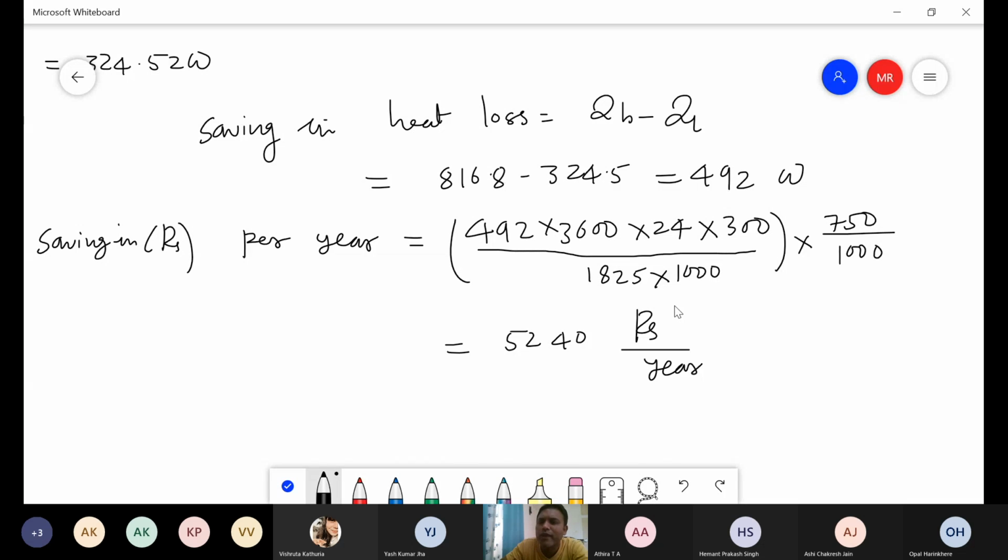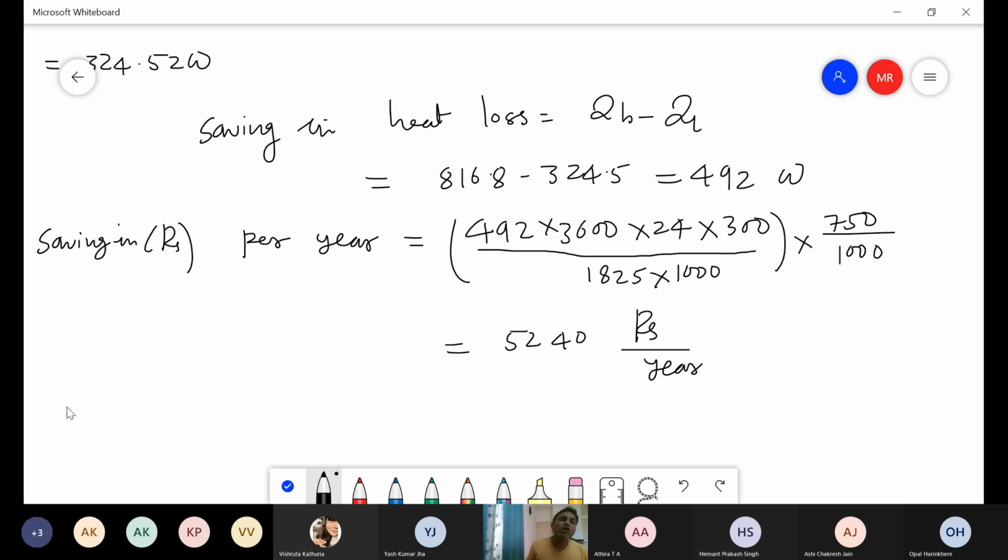Now I can convert that into rupees because the cost of the steam is already given. Cost of the steam is given as 750 rupees per ton. So I have multiplied 750 divided by 1000. The 1000 is because it is given per ton, so I have converted it to per kg, isn't it? This is going to give me the amount of rupees that I am going to save over the year if I avoid this much heat loss by adding insulation. Is it clear now to everyone?